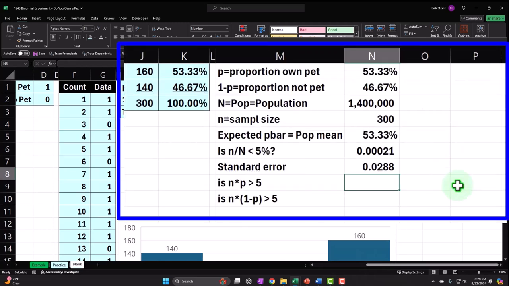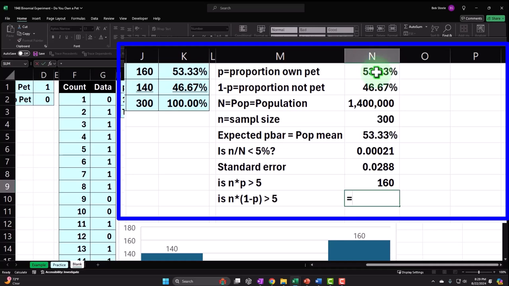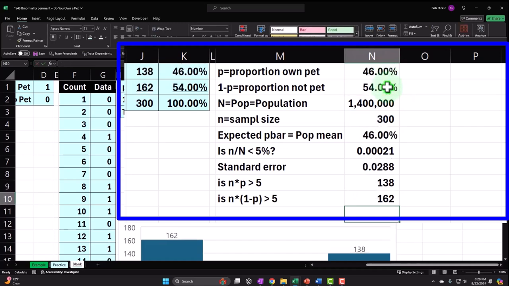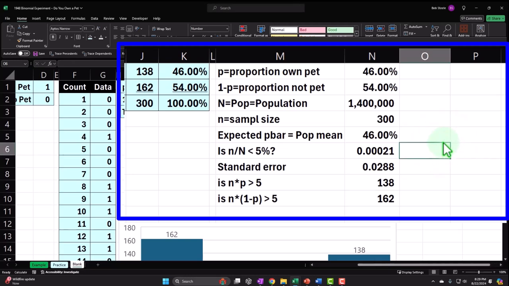We're going to say this is going to be n, which we said was 300, times p, which is here, and that's over 5, so we should be good. And this one is going to be n, 300, times 1 minus p, which we have here, that's over 5, so we should be good there. We could do a little logic test for these calculations to see if we're good. Let's just play with our logic tests here.